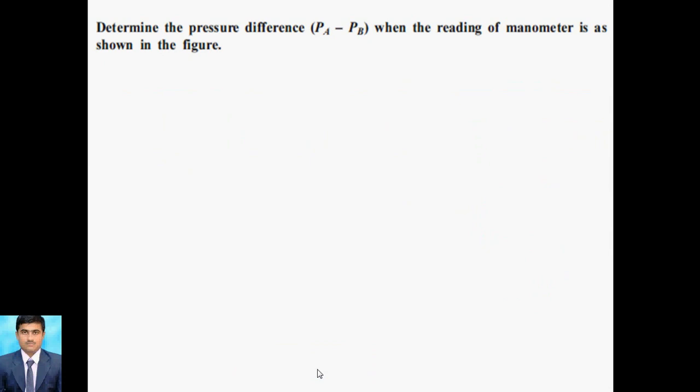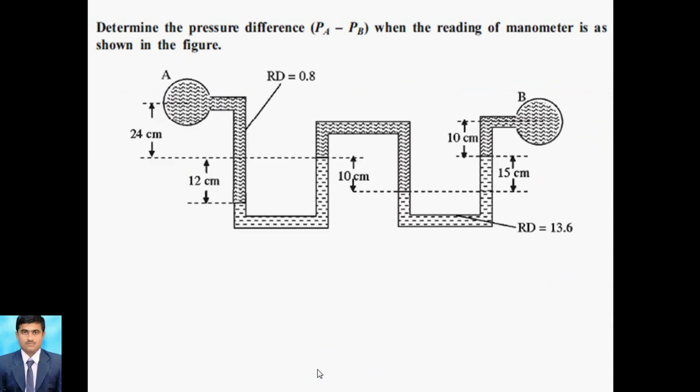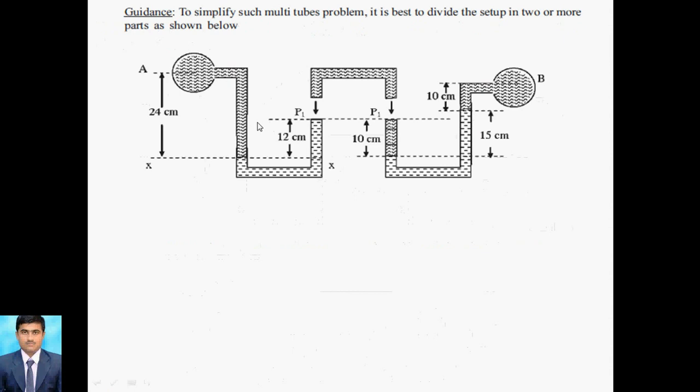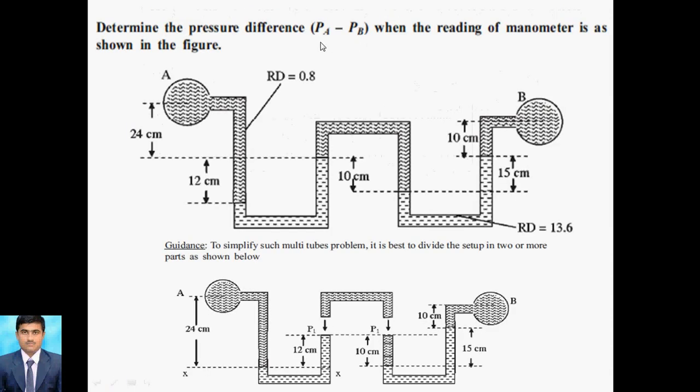Now we move to the next problem: determine the pressure difference PA minus PB when the reading is shown in the figure. This is a complicated differential manometer. So here we can divide it into two parts. First of all we solve this part, and then we go for the second. So you can make two parts over here. Here we require PA and PB, actually PA minus PB.